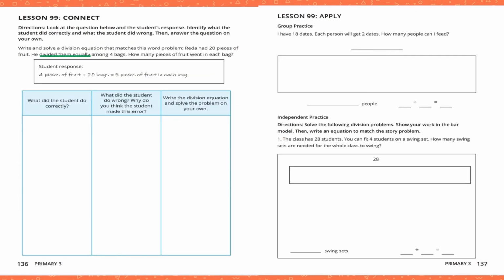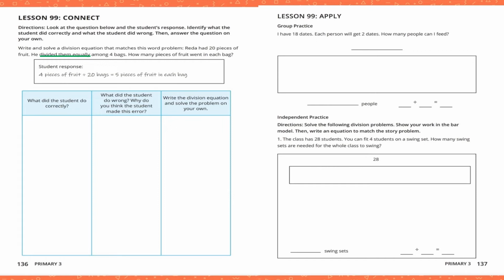Lesson 99. Write and solve a division equation that matches this word problem. Rida had 20 pieces of fruit. He divided them equally among 4 bags. How many pieces of fruit went in each bag? Student response: 4 pieces of fruit divided by 20 bags equals 5 pieces of fruit in each bag.